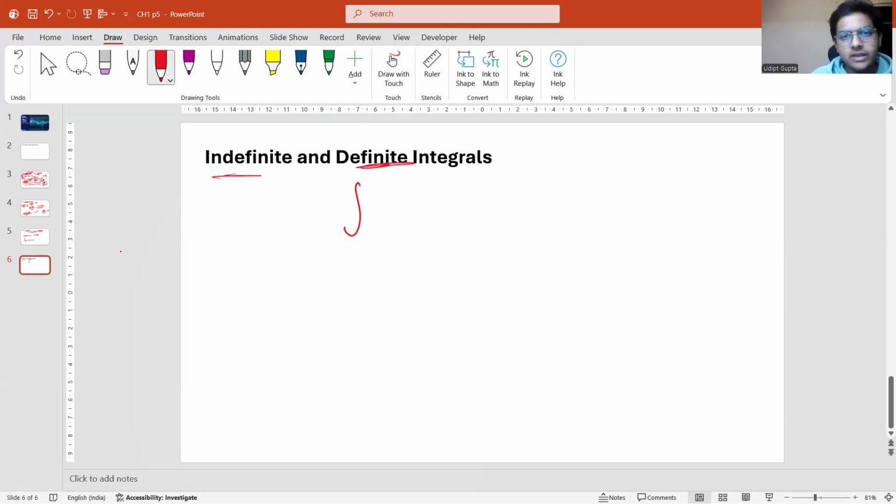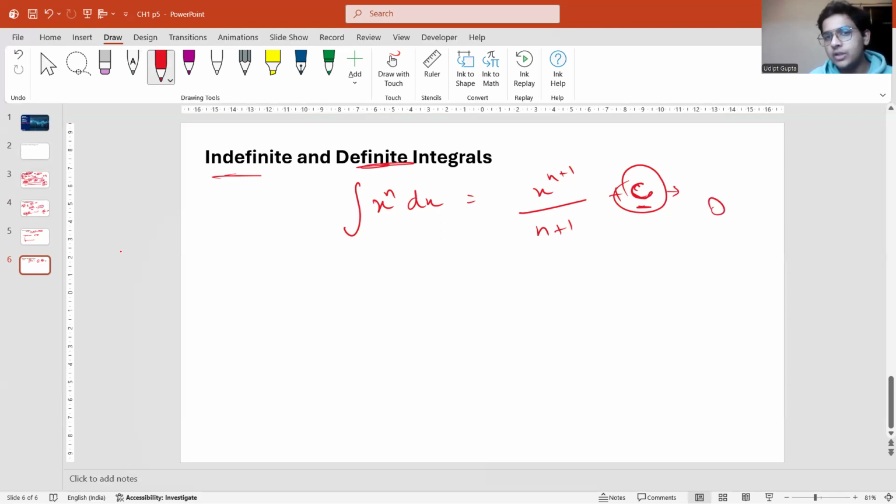This is the integration symbol when there are no numbers, and let's say I want to integrate x^n dx. The answer will be x^(n+1) divided by n+1, plus c. This constant is always added because this is an indefinite integral. You don't know what this constant value is. It could have been anything. We know that the constant c, when differentiated, gives us the value 0.